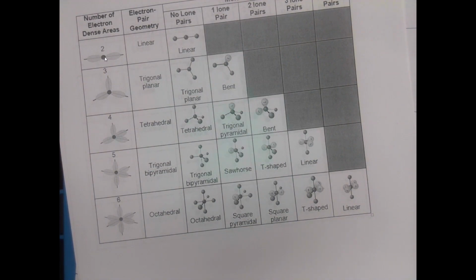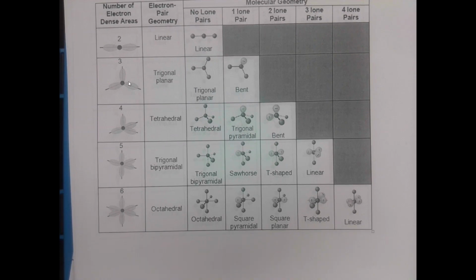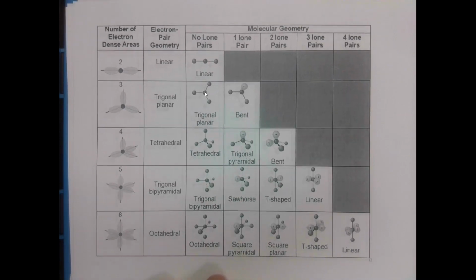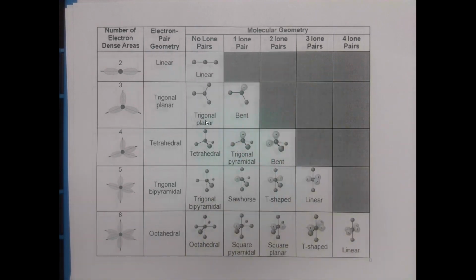So if you only have two things coming off of the central atom, these things could be either atoms bonded or lone pairs. It's always going to be linear. If we have three things, then the electron geometry is trigonal planar regardless. If these three things are atoms, then the molecular shape, the molecular geometry, is trigonal pyramidal. If one of them happens to be an electron pair, then it's bent.